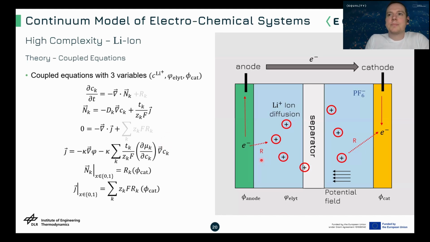In this case, the electrolyte-electrode interfaces are still surfaces, so we only have the reactions at the boundary terms. That's why these inner reaction terms are still grayed out, because we don't look at porous electrodes yet. However, we already use the correct Butler-Volmer equation, so these nonlinear equations, to compute the reaction terms from the potential within the cell.